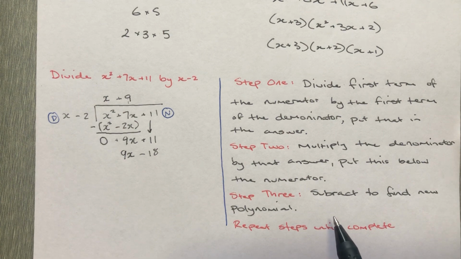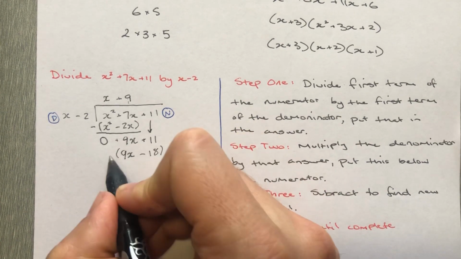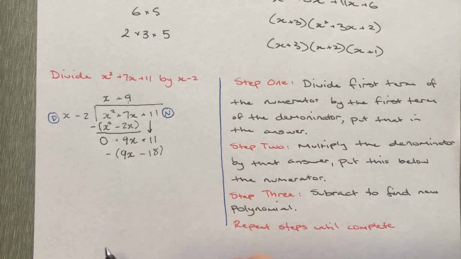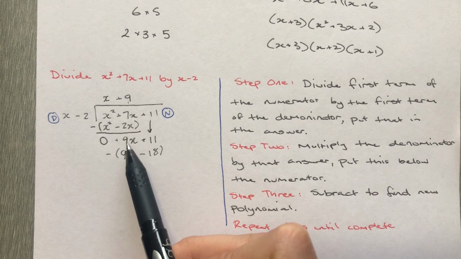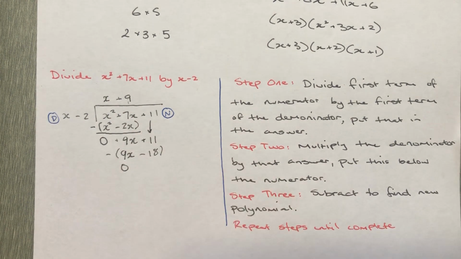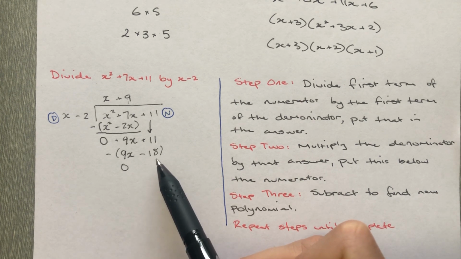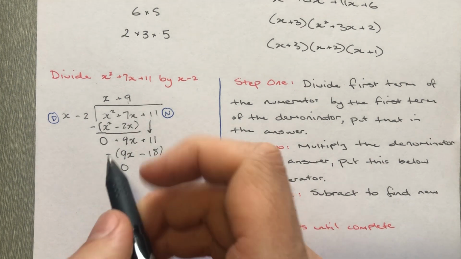Now we're up to step 3 again. Subtract to find the new polynomial. So we're going to take this one away from that one. Okay, so 9x minus 9x is 0. Yes, we have our 0. Perfect. 11 minus negative 18. Okay, so 11 plus 18. Is that plus 29?